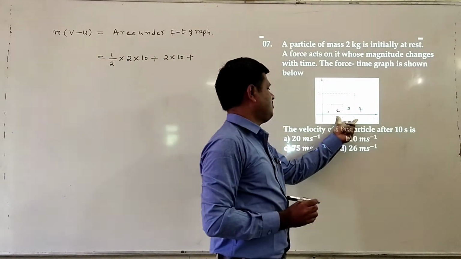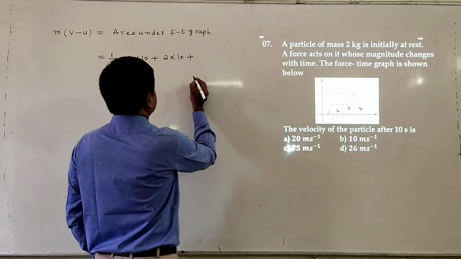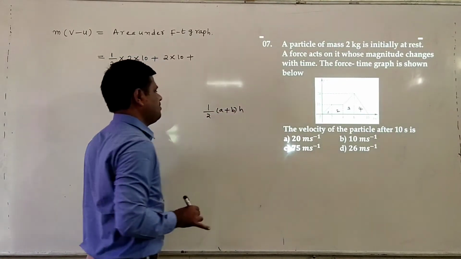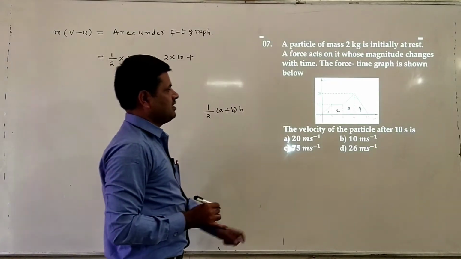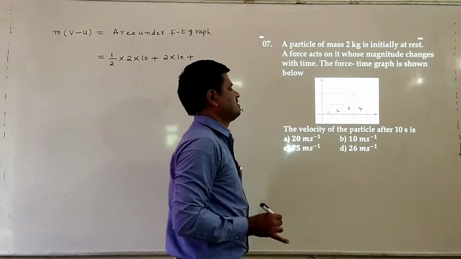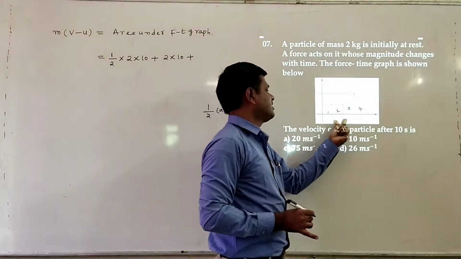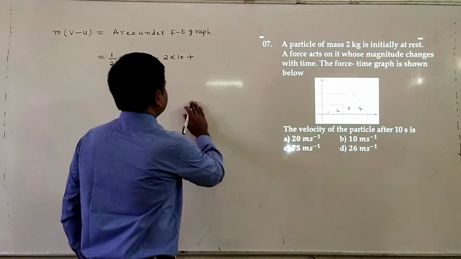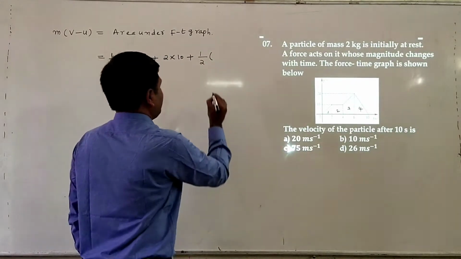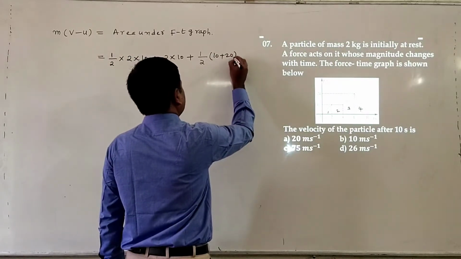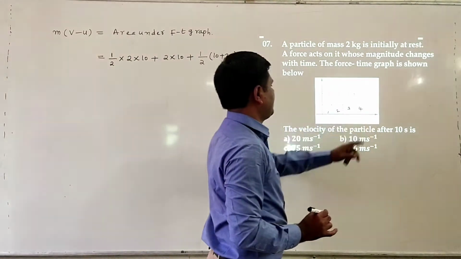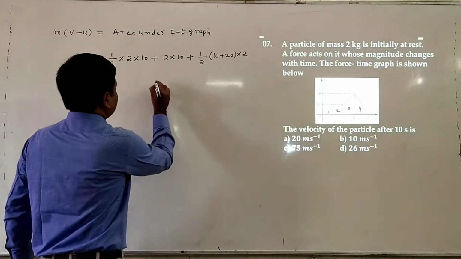Next, this is a trapezium. For a trapezium we know the formula is generally half into (a plus b) into h. That is the trapezium area formula. So a is taken as 10, b is taken as 20. h is 6 minus 4, which is equal to 2. So I am writing half into (10 plus 20) into 2. The trapezium is completed, the third area is completed.